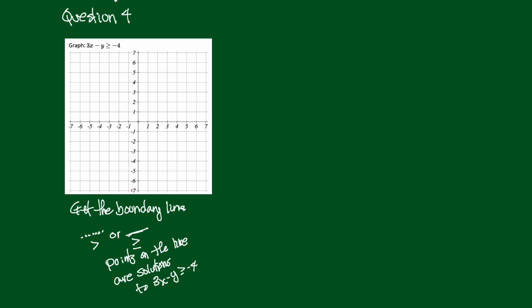So let's start here. It's a line, so I'm going to write it like this: 3x minus y equals negative 4. Now I'm writing equals because I'm looking at the line. So I'm going to solve it for y. Subtract the 3x, and I'll get negative y equals negative 3x minus 4. Now multiply through by negative 1. I'll get y equals 3x plus 4.